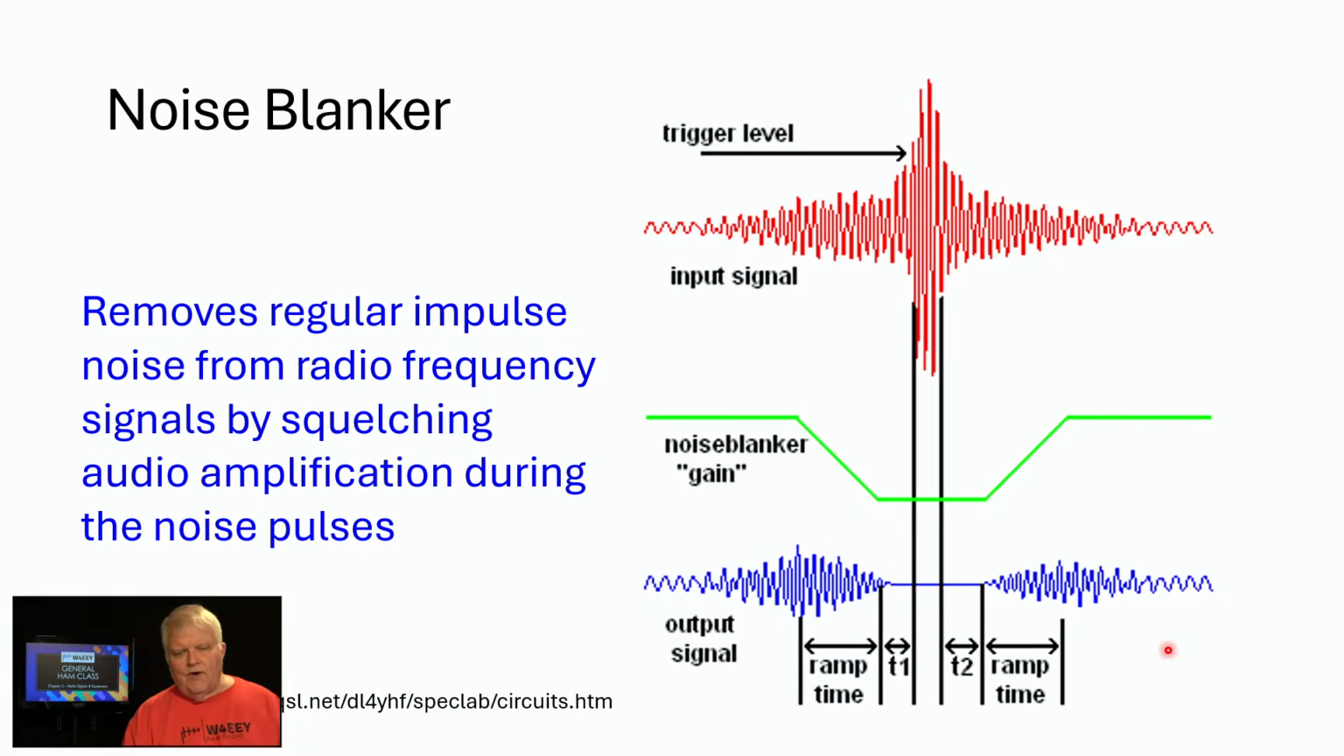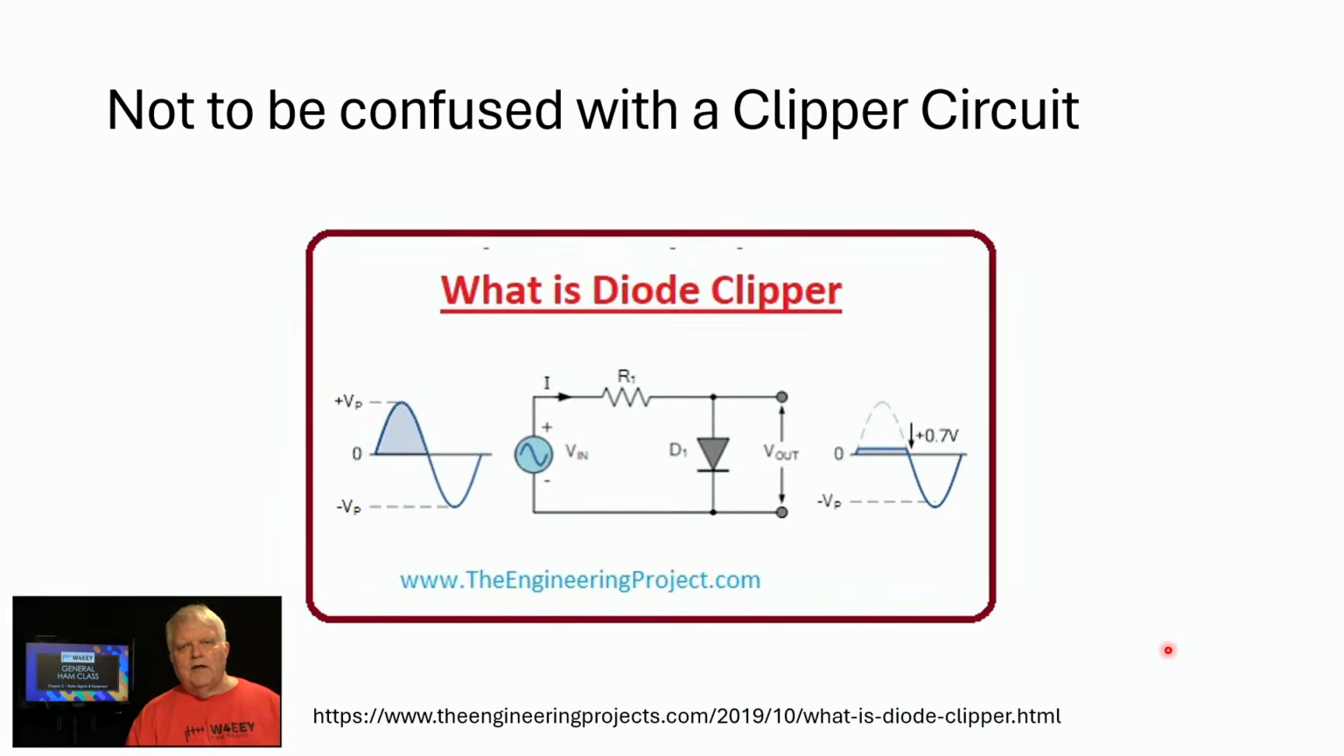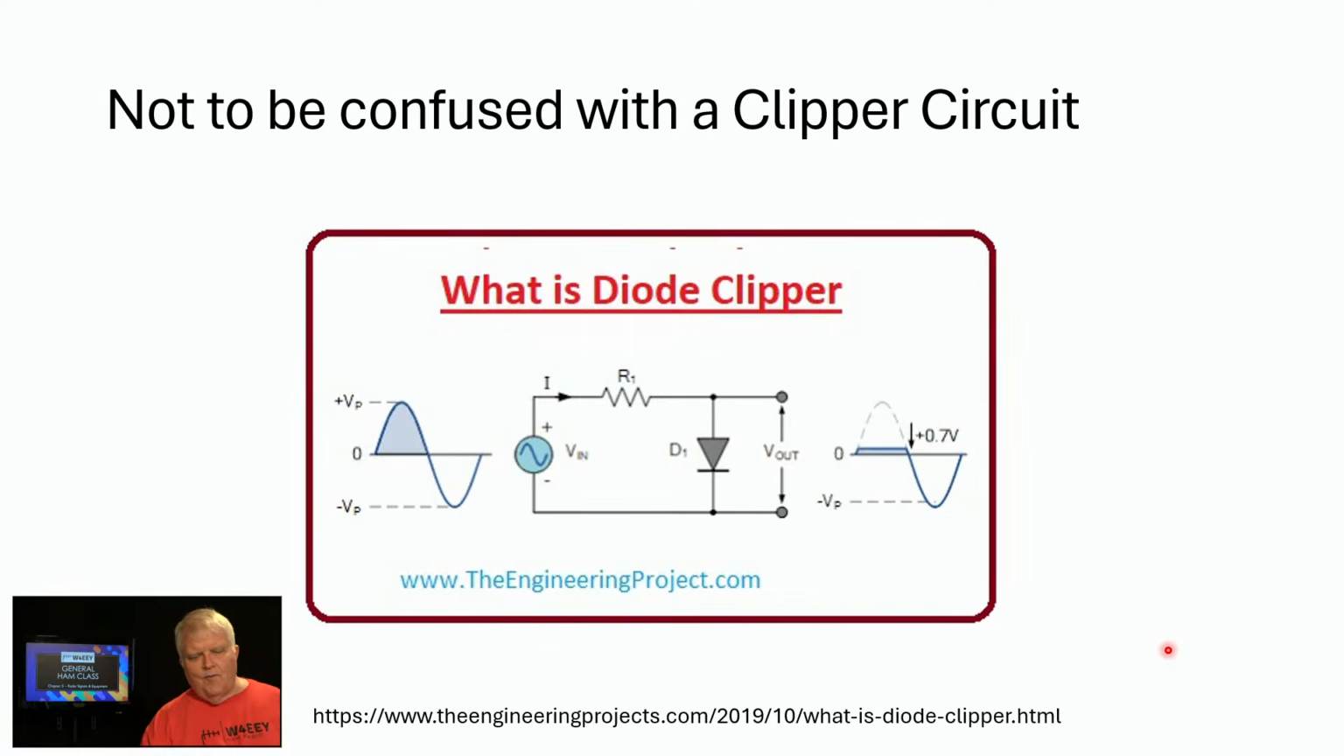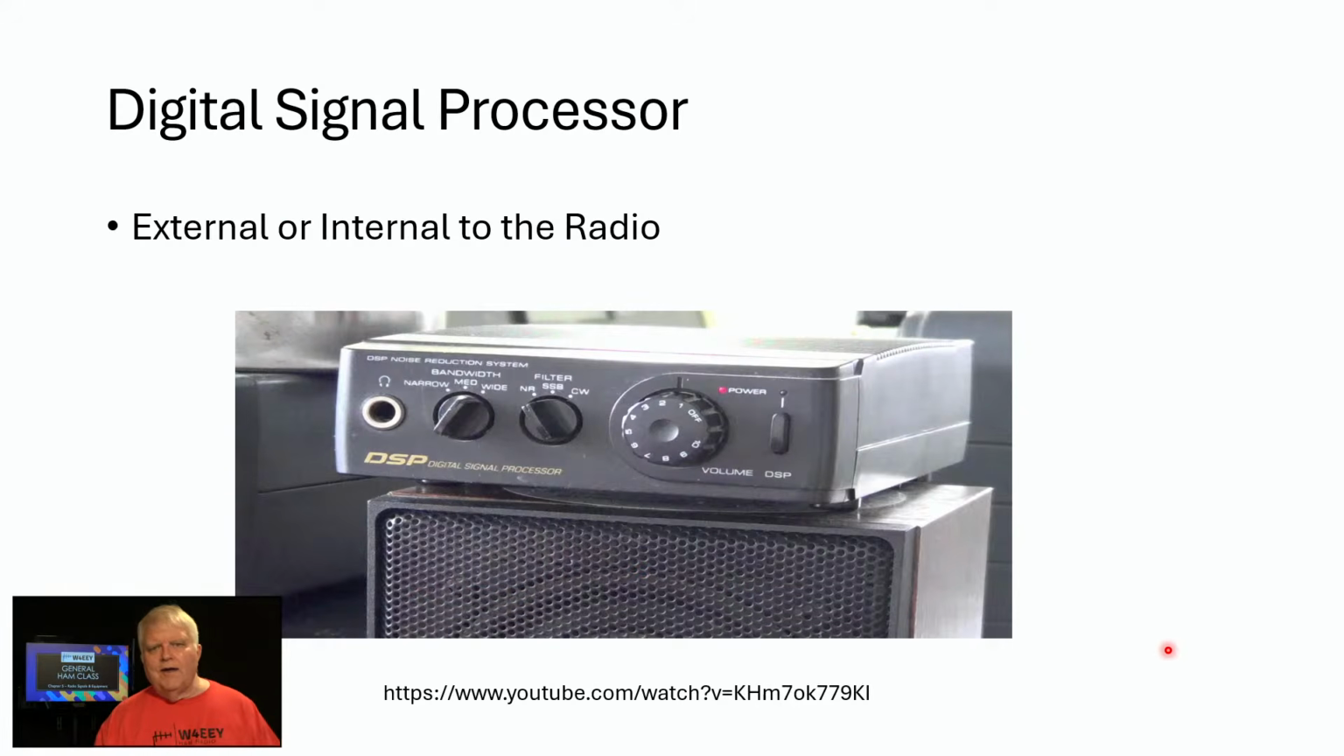There are some radios that have something called a clipper circuit. That's for excess amplitude signals. That's not to be confused with the noise blanker. There's not a question on this anymore, but just to make you aware.